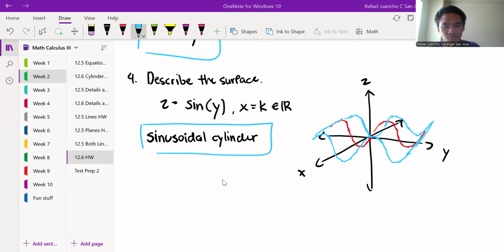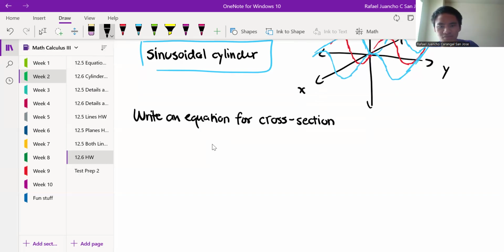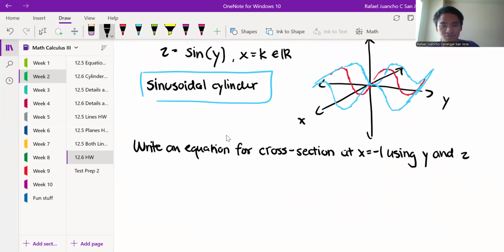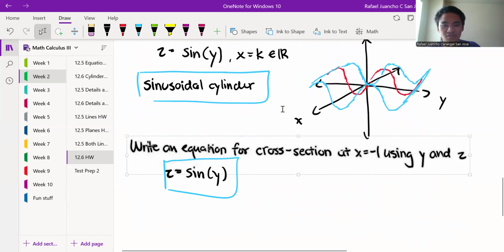Now again, we want to write an equation. So let's quickly do that. So here we just replace everything with zeros. So write an equation for the cross section at x is -1, using y and z. Basically, we just need to plug in where x is negative 1, then we're good. Oh, look at that. No x. So we just have the same curve. Done.